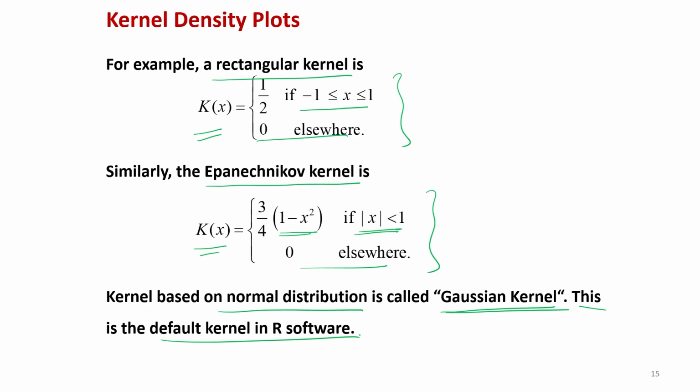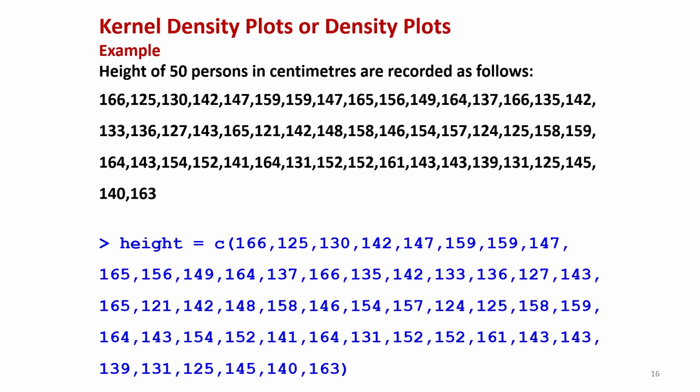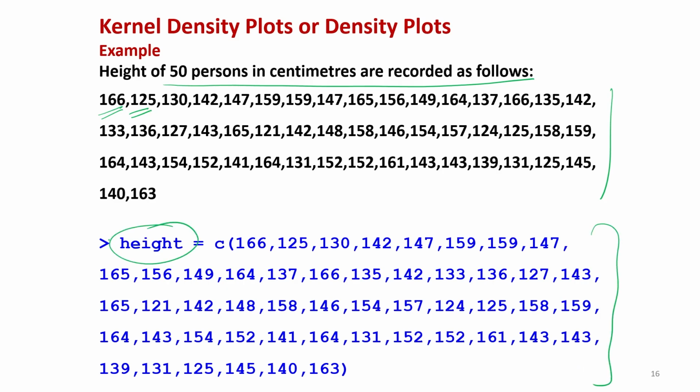And I will show you that if you try to choose different bandwidths and different choices of kernels, then the structure of the density plot actually changes, right. So, let me take a simple example to show you kernel density plots. I have considered a data set where the heights of 50 persons in centimeters have been recorded like this, 166 centimeter, 125 centimeter and so on, and these heights have been stored in the data vector here, height, right.